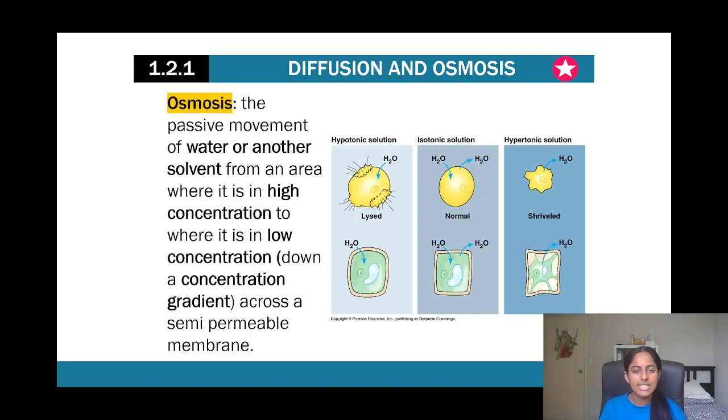Osmosis, on the other hand, is another way cells transport not specific substances, but actually just water from one area to another, where it's at a high concentration going down to a low concentration. And this pathway of going from high to low is called going down a concentration gradient. So it's across a semi-permeable membrane.